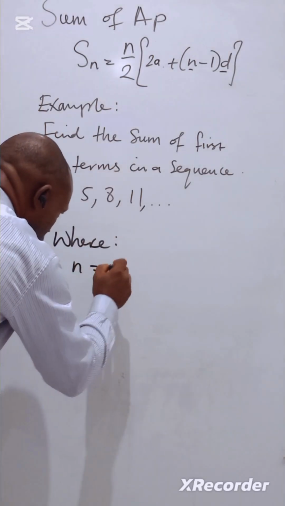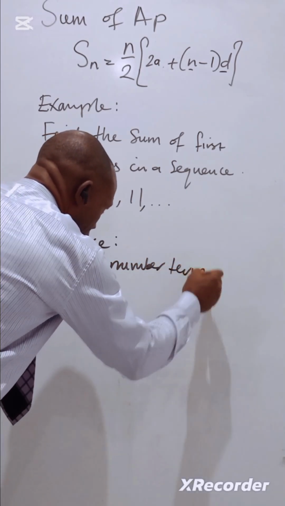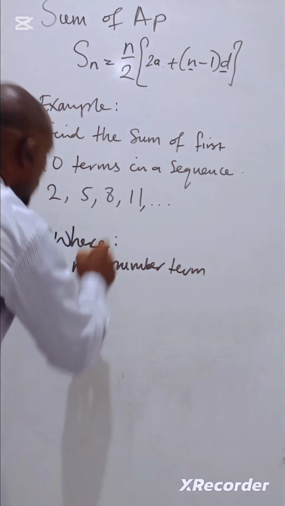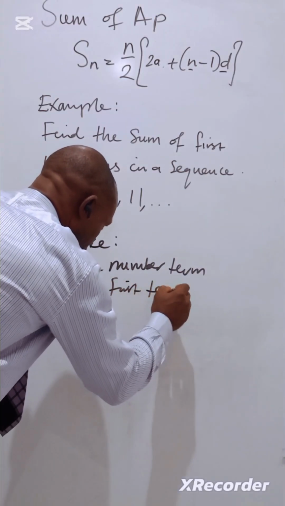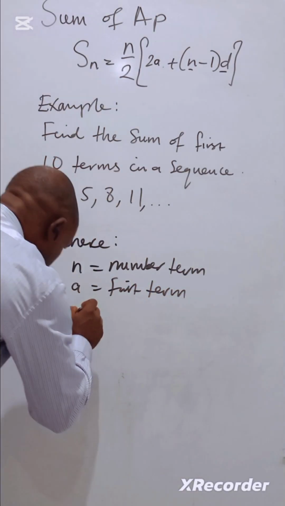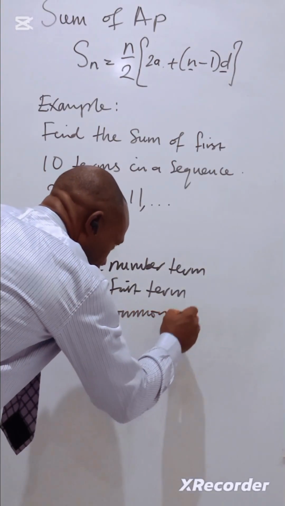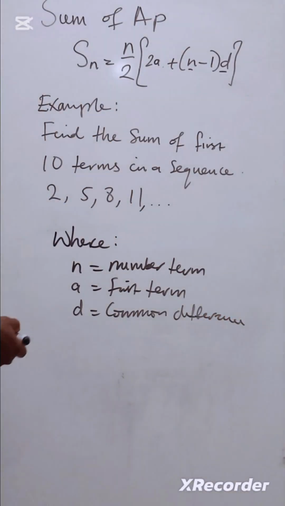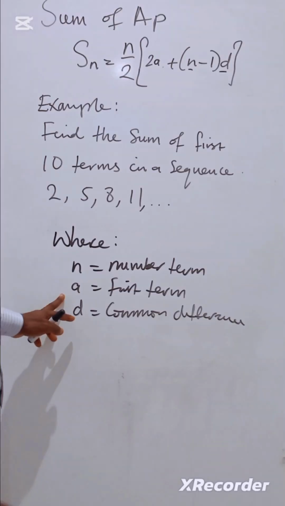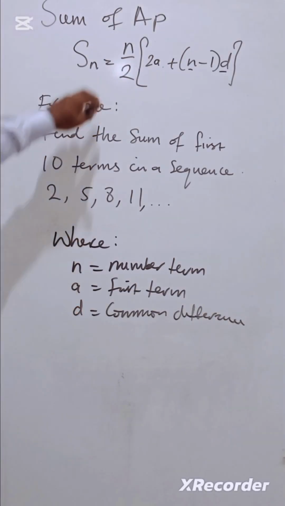n is equal to the number of terms in the sequence, a is equal to the first term in the sequence, d is equal to the common difference. So if these values are provided and you are asked to look for the sum of n terms of an arithmetic progression, you apply this formula.